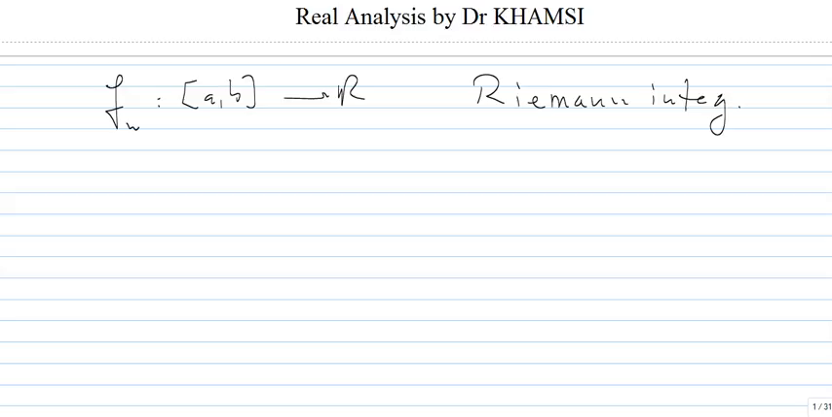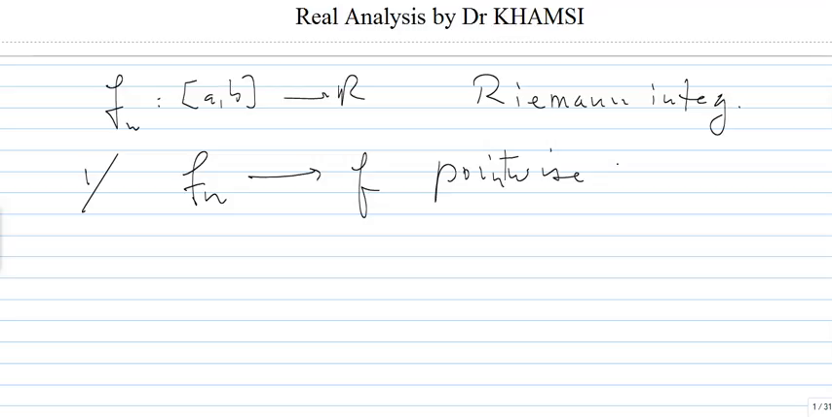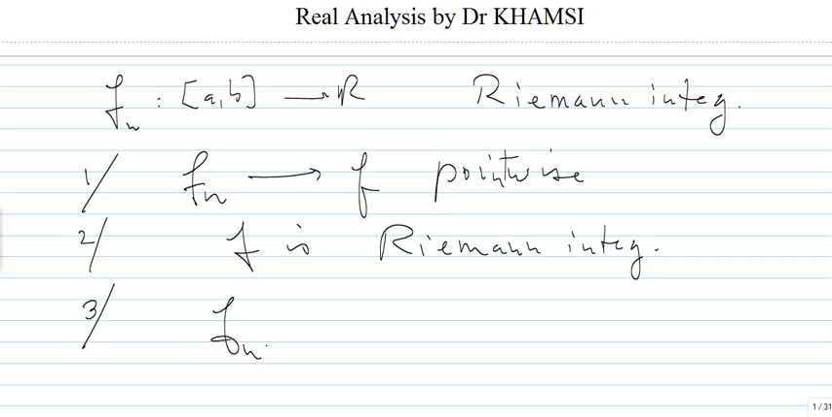Okay, so here we have the fn's which are Riemann integrable, and the fn's converge pointwise to f. We assume that f is also Riemann integrable. And three, we assume that the fn's are either increasing or decreasing. It makes no difference. Okay? So here in the problem, they are decreasing. So fn+1 is less or equal than fn.